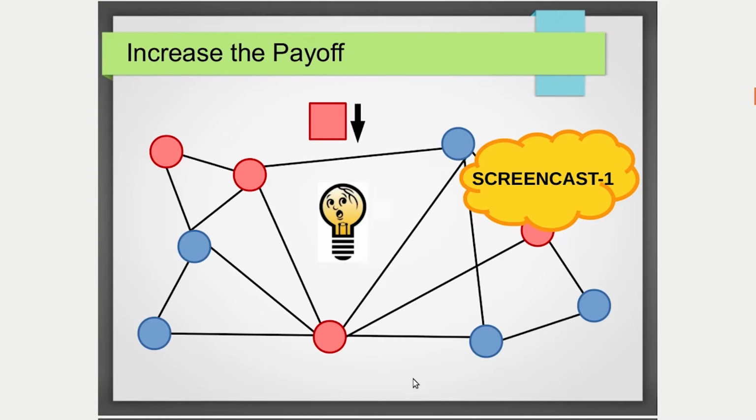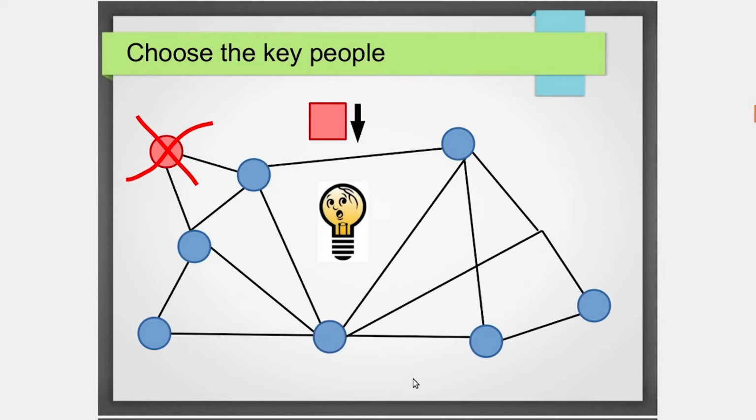We will be looking at it in screencast 1. So screencast 1 is associated with the first idea. You increase the payoff associated with this new idea. What is the second idea? What was the second idea that we discussed? The second idea was about choosing the right people.